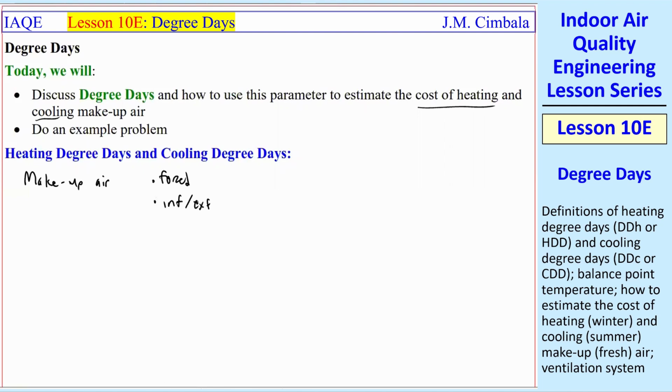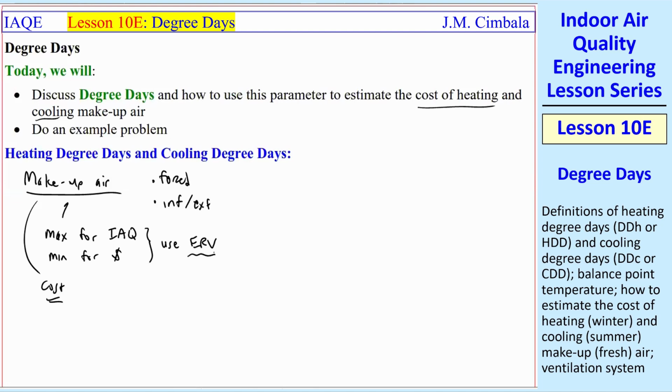We always have this dilemma that we want to maximize this for indoor air quality, but we want to minimize it for cost because it costs to either heat or cool that air that you're bringing in. You get the best of both worlds if you use an energy recovery ventilation system, ERV. What we're going to do now is look at how to calculate the cost of whatever makeup air that you're bringing in, assuming that we don't have any kind of ERV that would recover some of that cost.